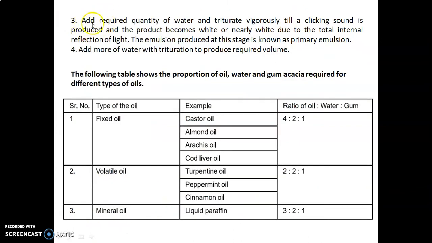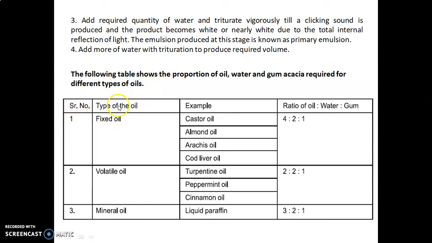Third, add the required quantity of water and triturate vigorously till a clicking sound is produced and the product becomes white or nearly white due to the total internal reflection of light. The emulsion produced at this stage is known as primary emulsion. Fourth, add more water with trituration to produce the required volume. The following table shows the proportion of oil, water and gum acacia required for different types of oils.